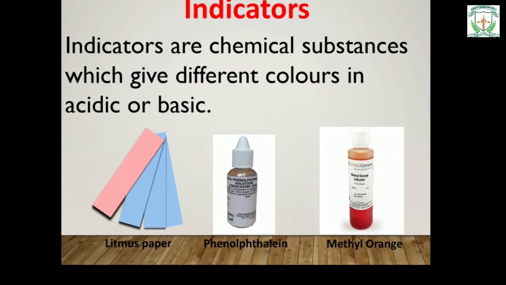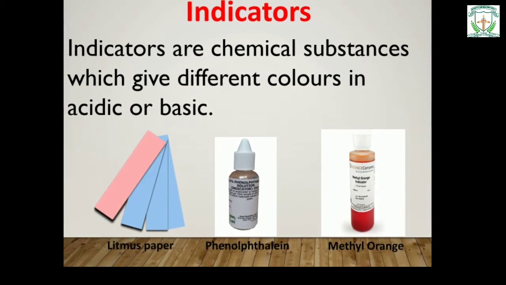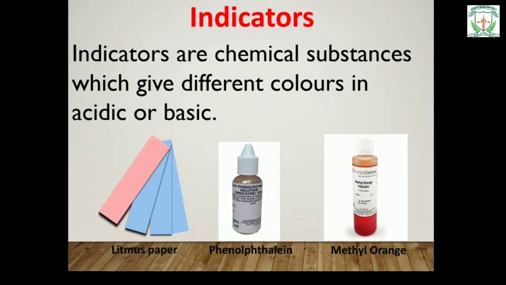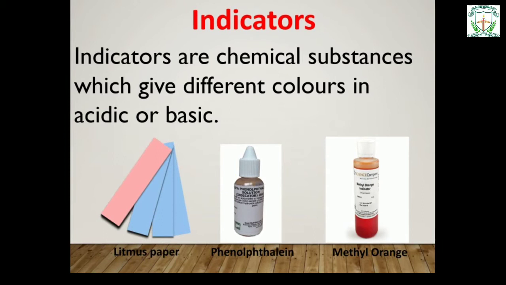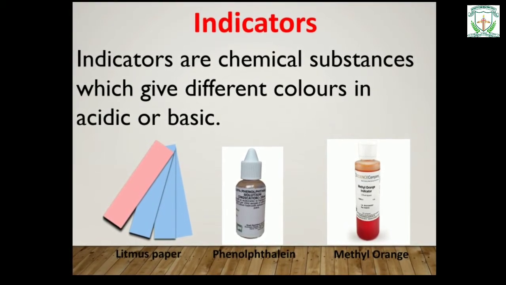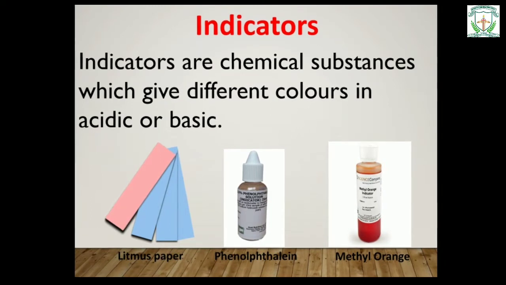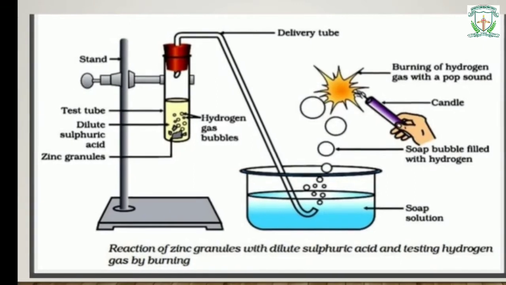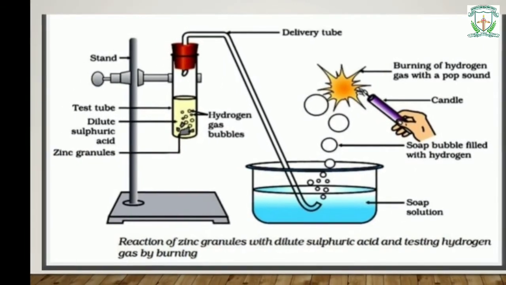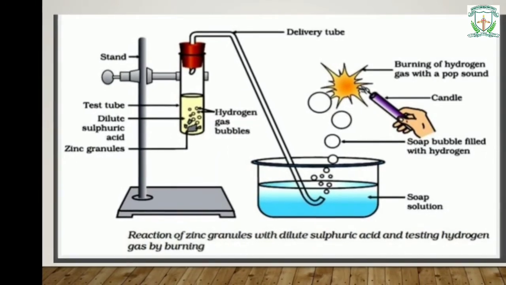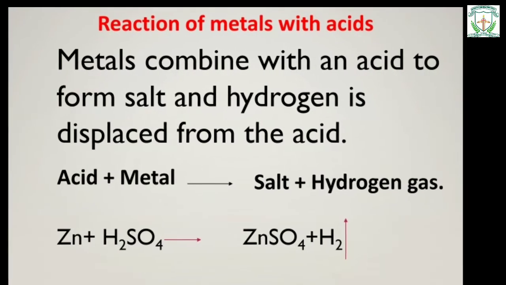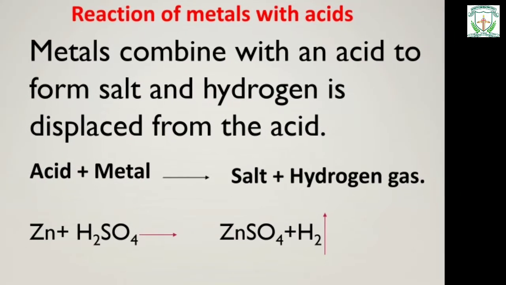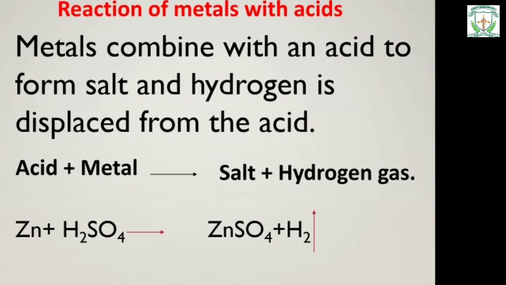You also studied indicators. Indicators are chemical substances which give different colors in acidic or basic solutions. Examples: blue and red litmus papers, phenolphthalein indicator and methyl orange indicator. Finally, we did the experiment: acids and bases react with metals to give salt and hydrogen gas. In this experiment, we took zinc granules and H2SO4, sulfuric acid, which gives zinc sulfate and hydrogen gas.